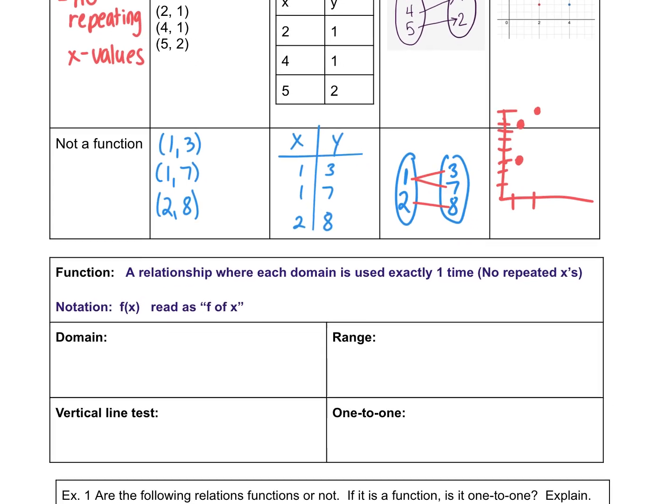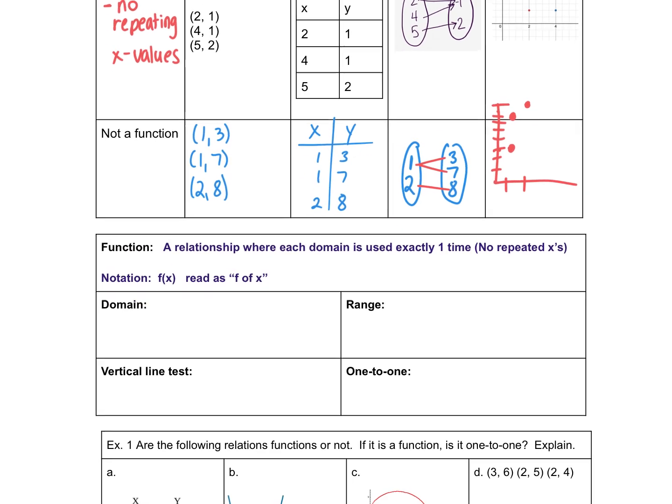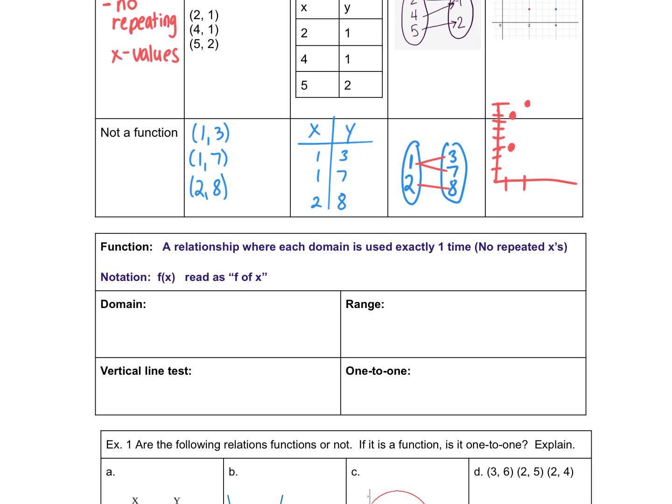So again, function, here's just the fancier definition: a relationship where each domain is used exactly one time. Friends, when I say the word domain, and I'm going to say it a lot this year, all I'm talking about is your x values. That's what I mean by domain. So again, a relationship where each domain is used exactly one time. Domain is x values. What do you think the range is? The y values. Hopefully you've heard that as well.